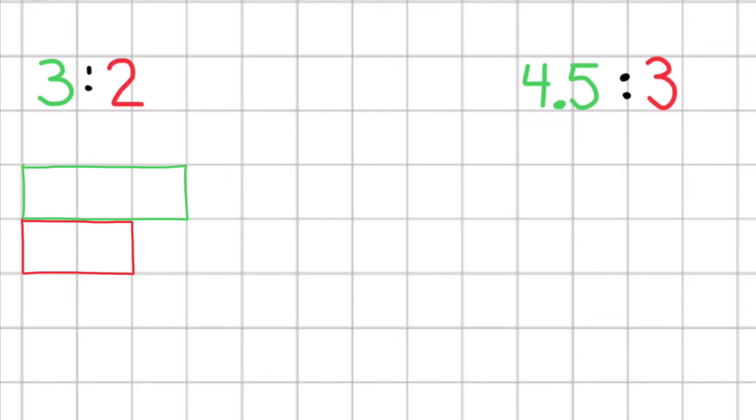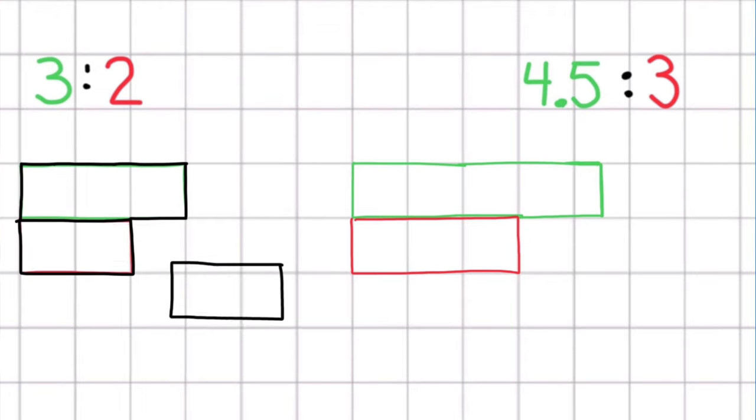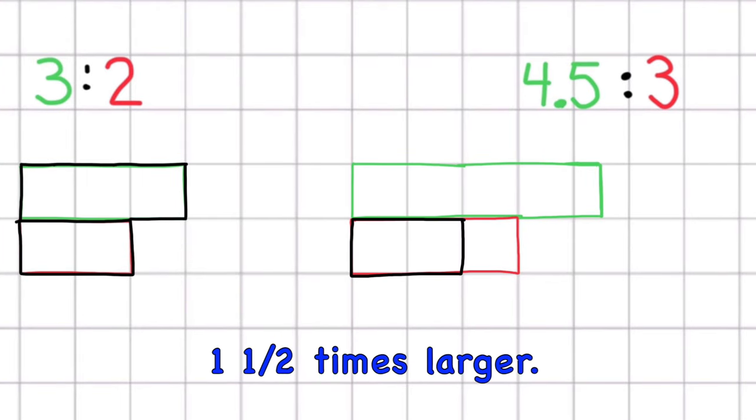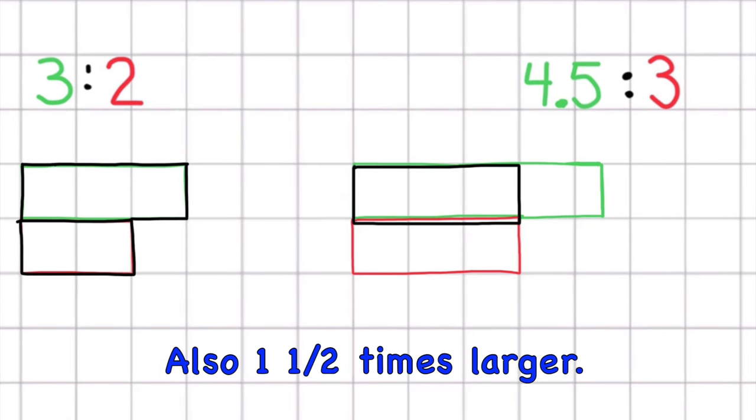On the left, that's a 3 to 2 ratio. On the right, we have a 4 and 5/10 to 3 ratio. When you compare these 2 sizes, you can see that 3 is 1.5 times larger than 2, and 4 and 5/10 is 1.5 times larger than 3.